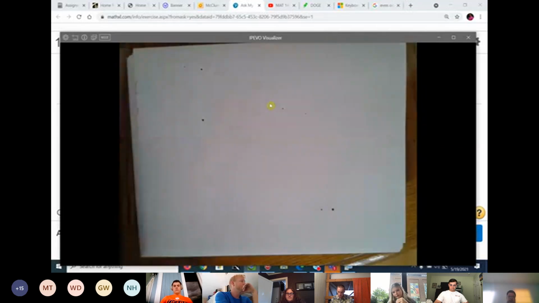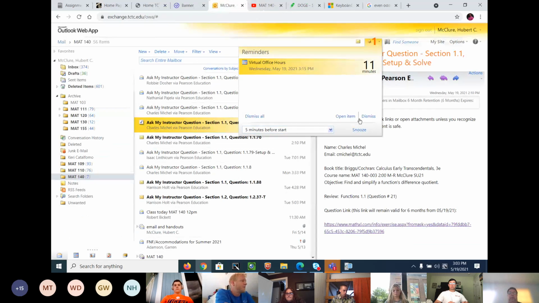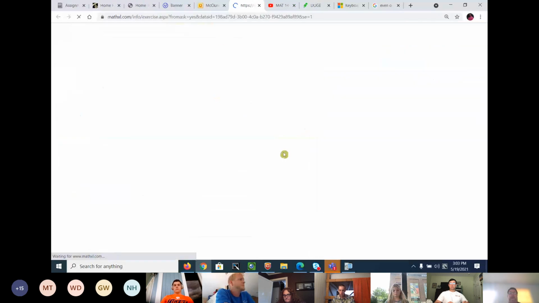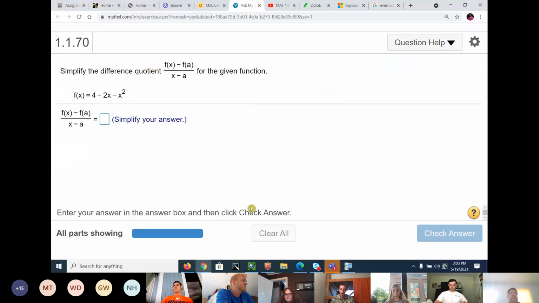Okay, let's do another one. I just wanted to show you how important the difference quotient is. Very important. Number 70, 1.1, 70/22. And this one says, is that the same one? No, it's not, but it's a good test question. That last one we did and this one are two good test questions.